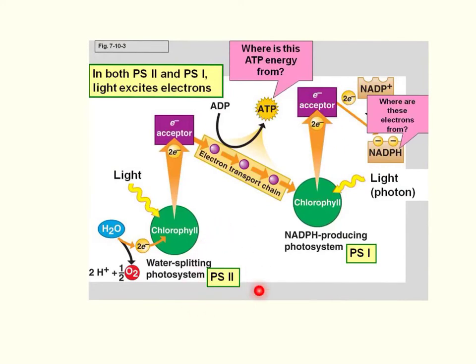Look here at photosystem 2, look at photosystem 1. This is really tricky, that photosystem 2 actually happens before photosystem 1. Okay, let's go look now at the Calvin cycle.